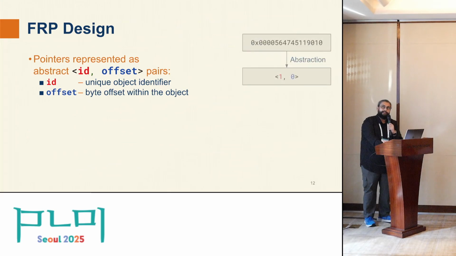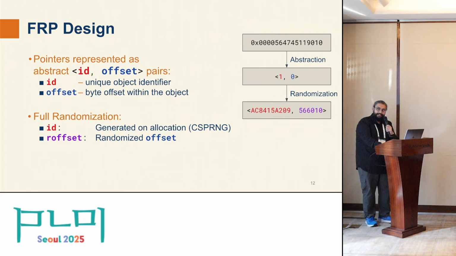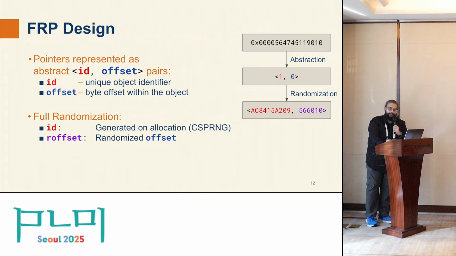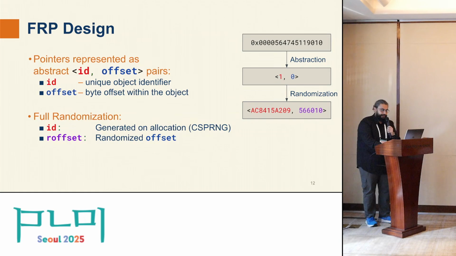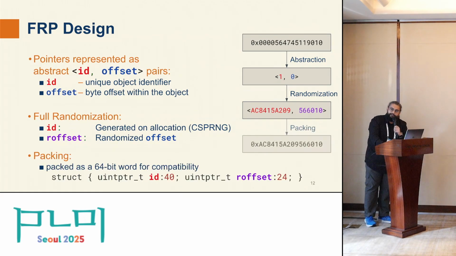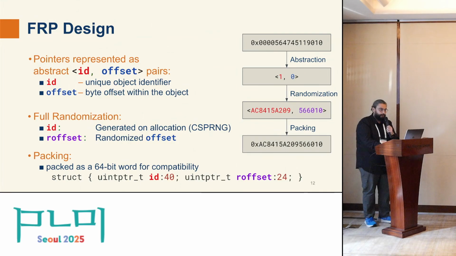So how do we design an FRP? We start by abstracting a pointer into a pair, a unique object identifier, and a byte offset within the object. For security, we fully randomize these components. When an object is allocated, it's given a new 40-bit ID. We also randomize the offset separately. Finally, we pack this into a 64-bit machine word for compatibility.